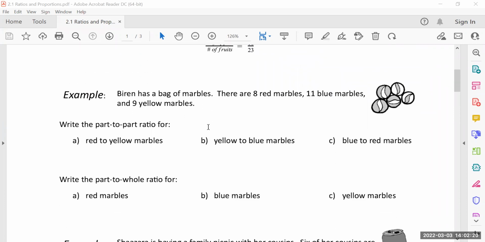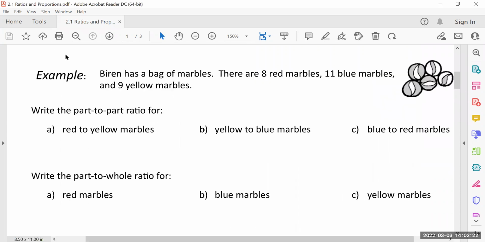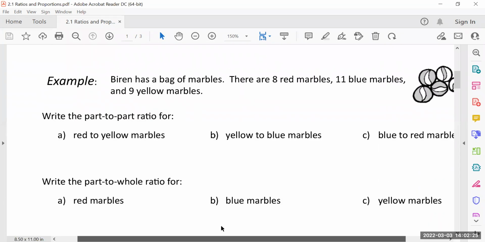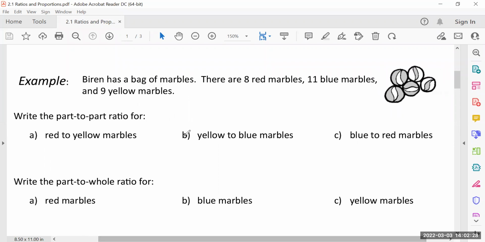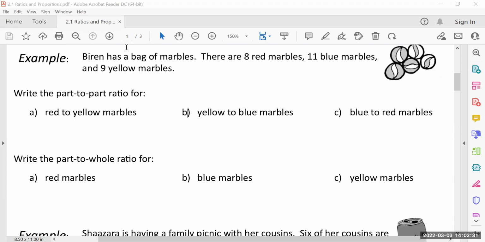Moving down, I'm going to start with B and then C, and then I'll go back to A. There's a reason for that. I have 8 red marbles, 11 blue, and 9 yellow marbles. In total, there are 8 plus 11 plus 9, which is 28 marbles in total. That's for future reference. The question says, please write a part to part: yellow to blue. I have 9 yellow to 11 blue. Done.